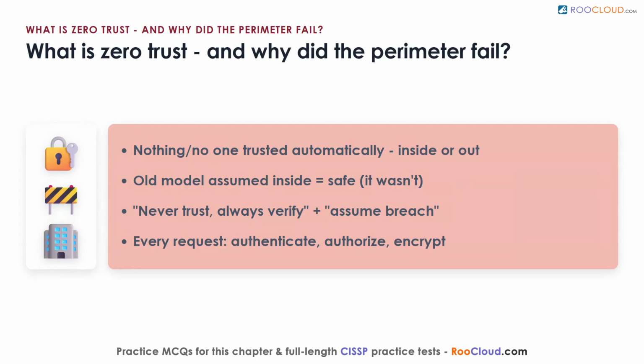So what is zero trust? And why did the old perimeter fail? Zero trust means nothing, and no one is trusted automatically, inside or out. The old model assumed everything inside the network was safe, which crumbled the moment an insider went rogue or an attacker slipped past the edge and roamed freely. With mobile devices and cloud services, the line between inside and outside barely exists. Zero trust flips the assumption to never trust, always verify, and it assumes a breach has already happened. Every single request must be authenticated, authorized, and encrypted before access is granted. Think of an office where your badge is checked at every single door, not just the front lobby.